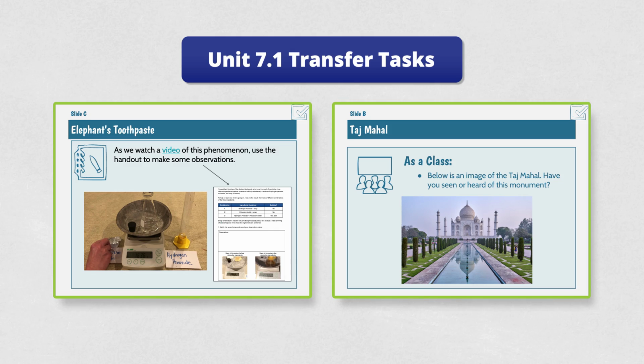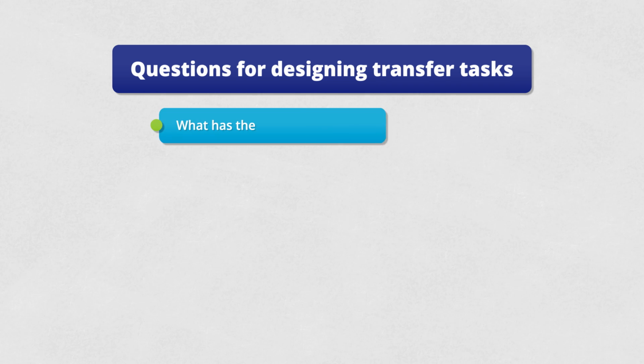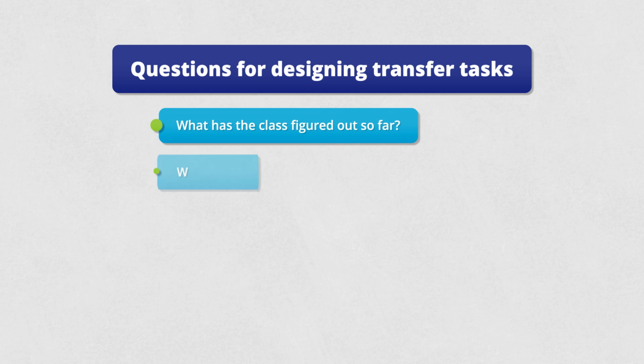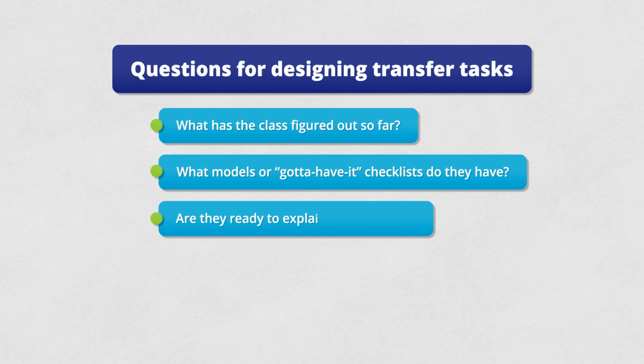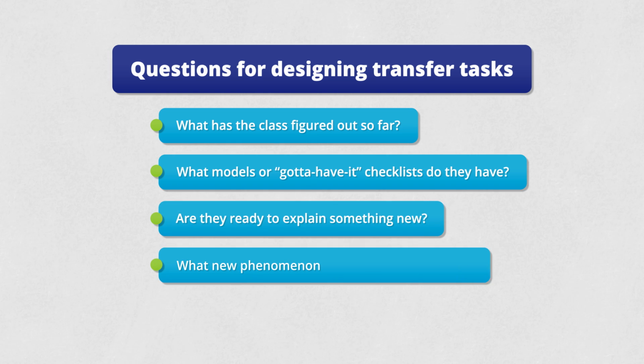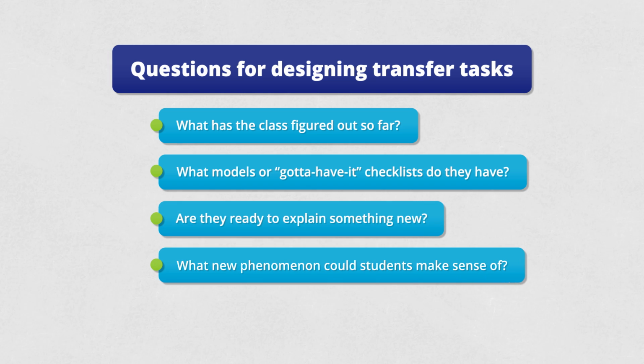We design these tasks collaboratively with unit writers to draw on the ideas, practices, and cross-cutting concepts students have built up until that point in the unit. During the design process, we asked ourselves a bunch of questions like, what has the class figured out so far? What models or gotta-have-it checklists do they have available? Are they ready to explain something new? What new phenomenon could students make sense of with their ideas?